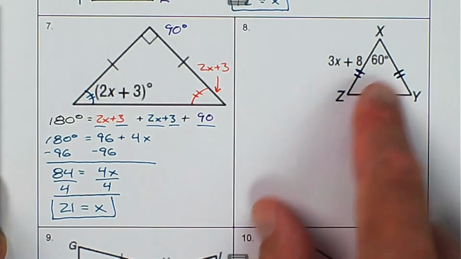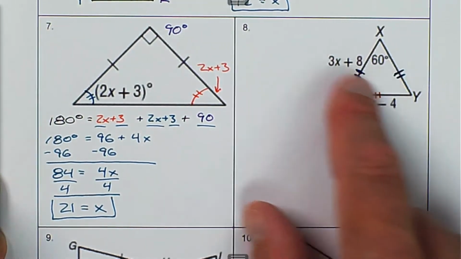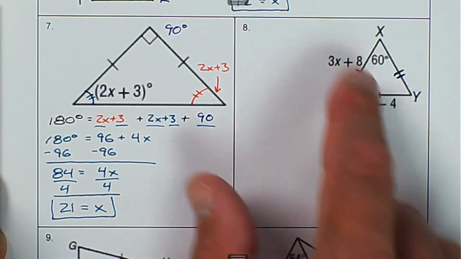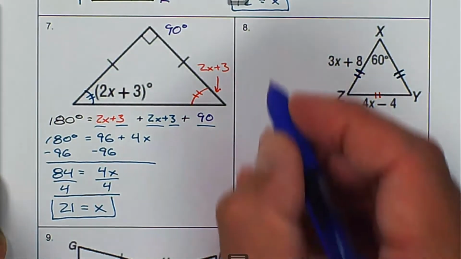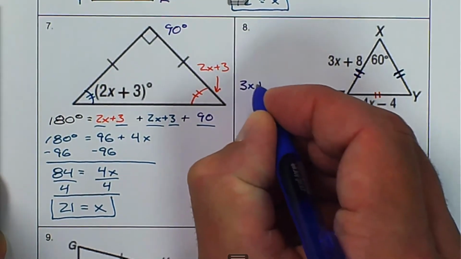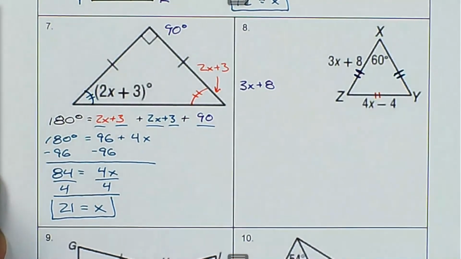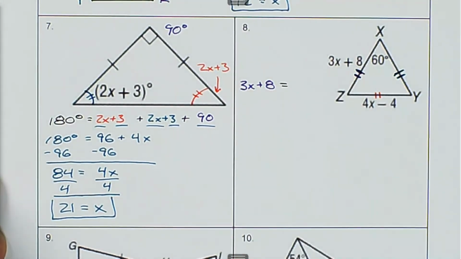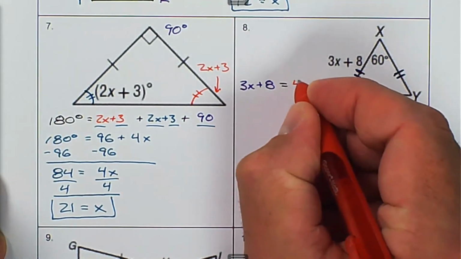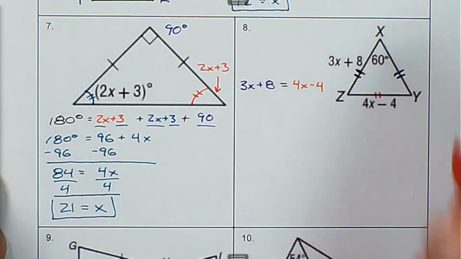So in this case, if all the sides are congruent and all the angles are congruent, then we know that these two sides are equal. So we can set them equal to each other. 3x plus 8 is equal to 4x minus 4. And then we can start to solve.